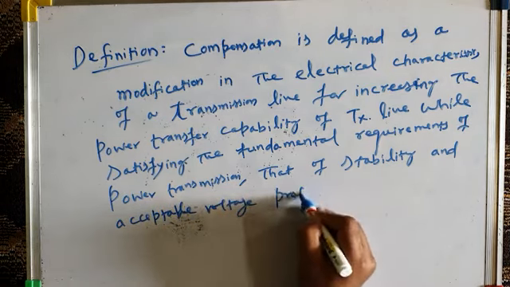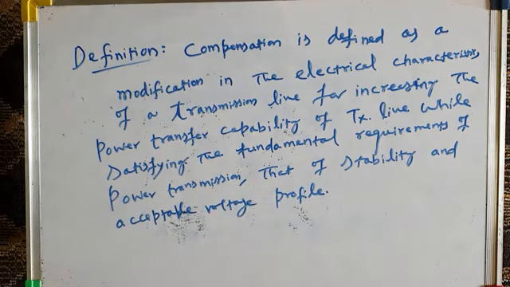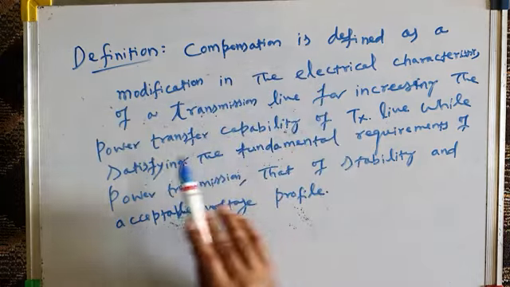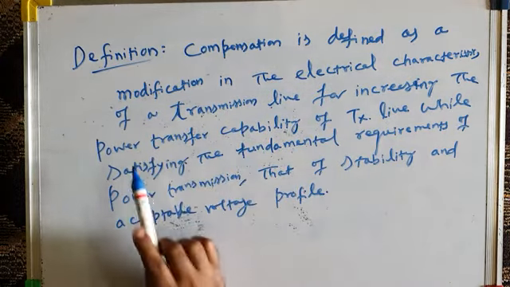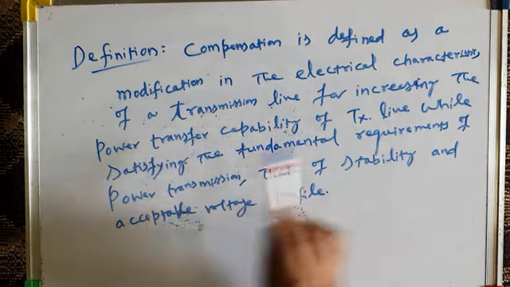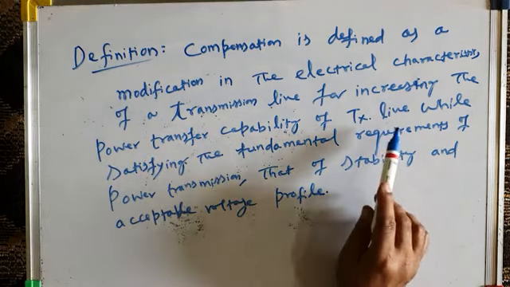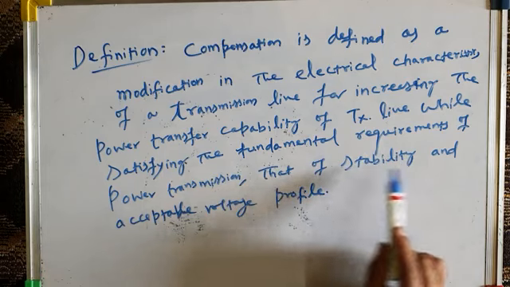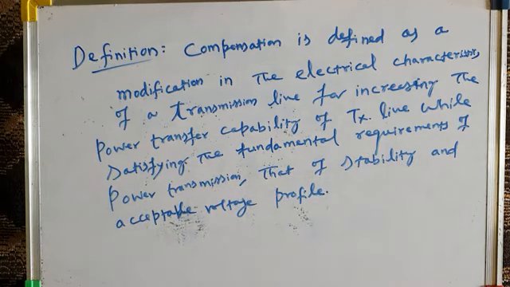See, this is a very concise and very interesting definition of compensation. I will read it again. Compensation is defined as a modification in the electrical characteristics of a transmission line for increasing the power transfer capability of transmission line while satisfying the fundamental requirements of power transmission, that of stability and acceptable voltage profile.